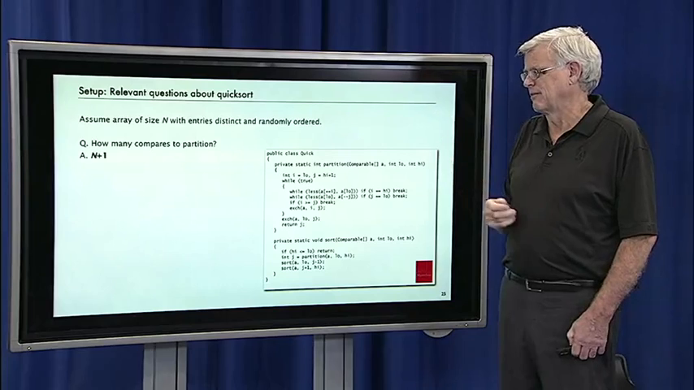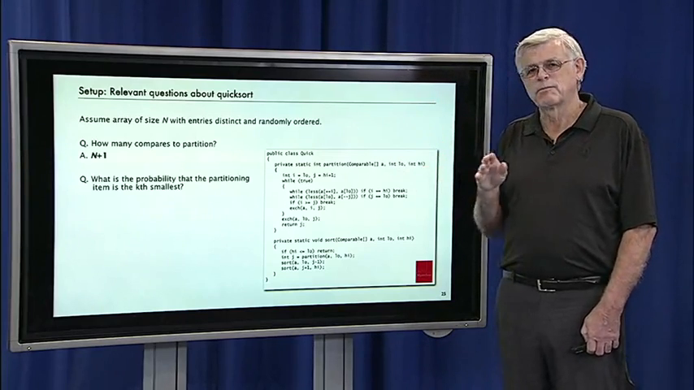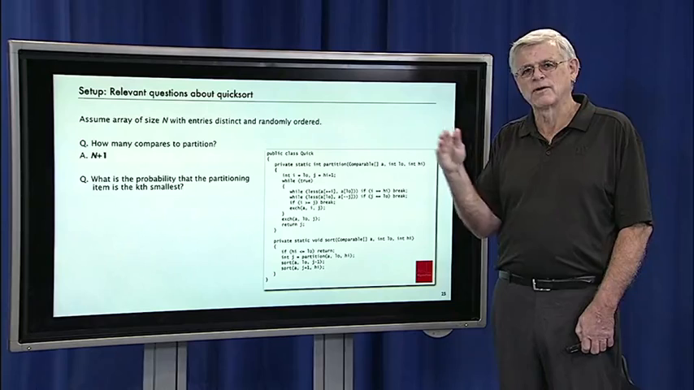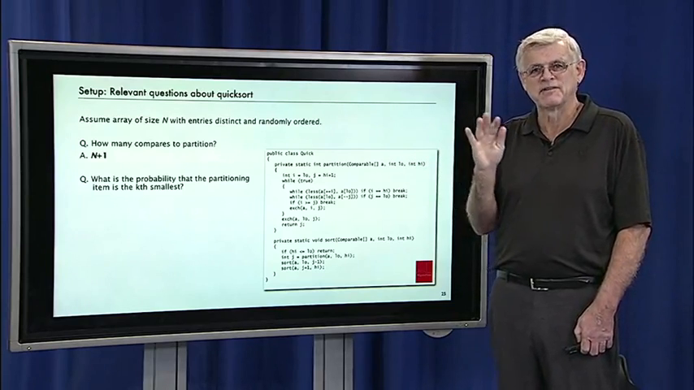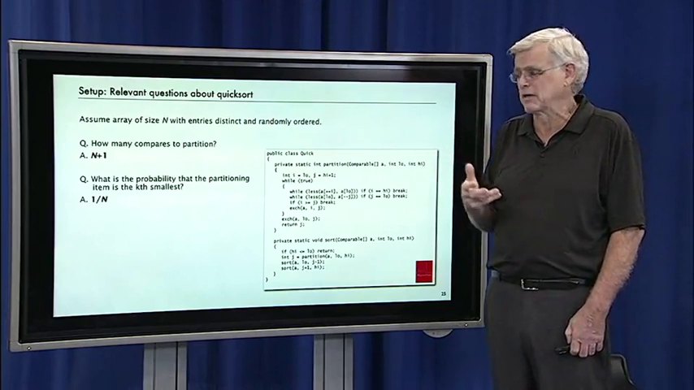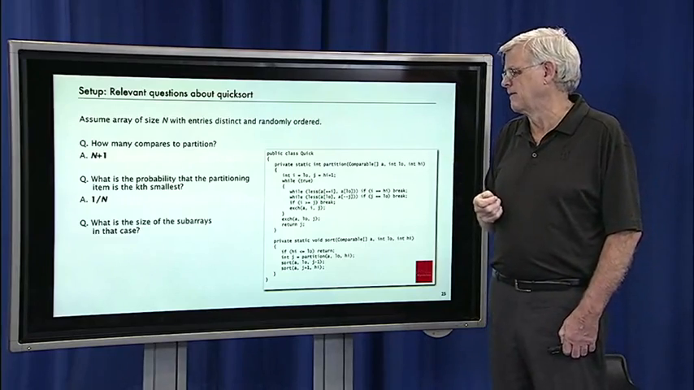That's one relevant fact. Now, if they're randomly ordered, what's the probability that the partitioning element is the kth smallest for any particular value of k? Well, if they're randomly ordered, then it's going to be the same for each value of k. It's going to be 1 over n, no matter what k is. So that's another relevant fact.